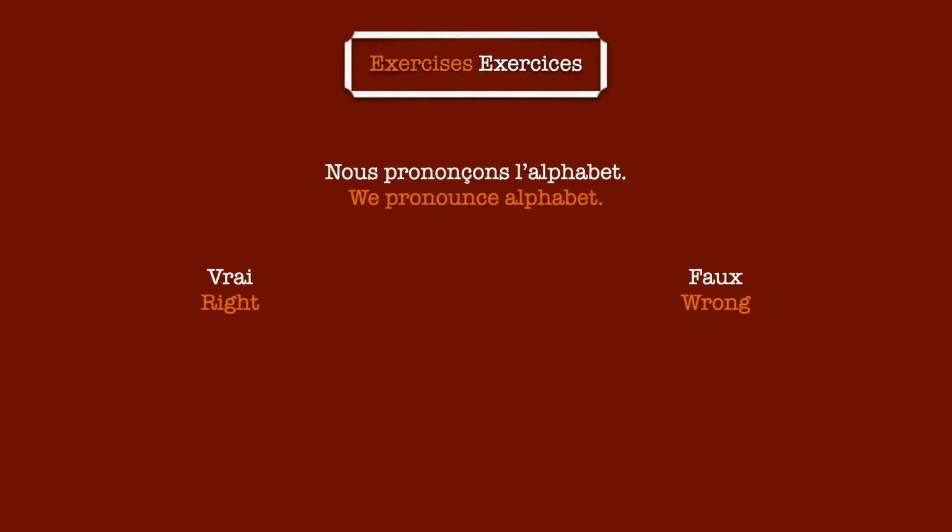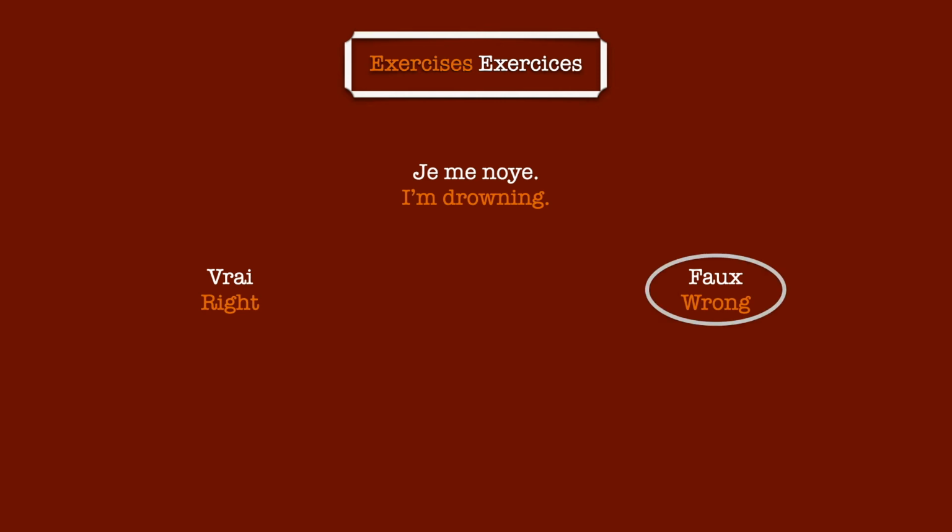The next sentence is, Nous prononçons l'alphabet. Would you write it the same way? It's right. We have seen that for verbs ending with -cer, we replace the C by a C cedilla for the first person plural. What about this new sentence? Je me noie. It's wrong. We have seen the rule about verbs ending with -yer. We replace the Y letter by an I, except for the first two persons plural, where the Y stays.